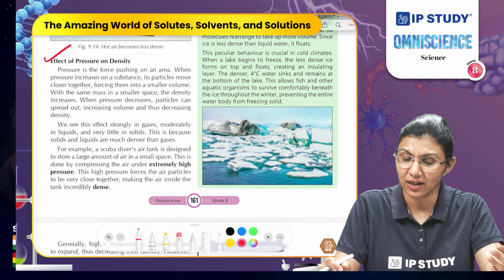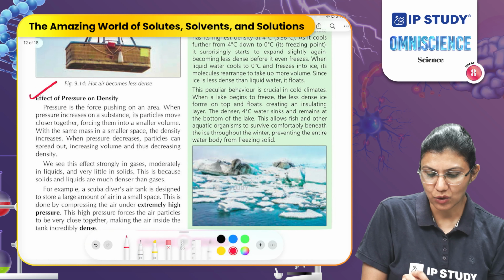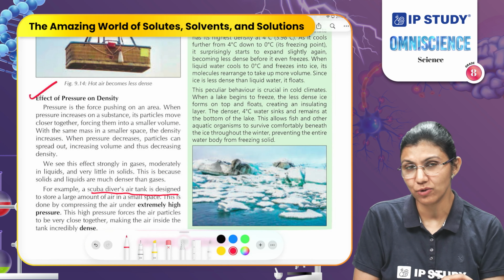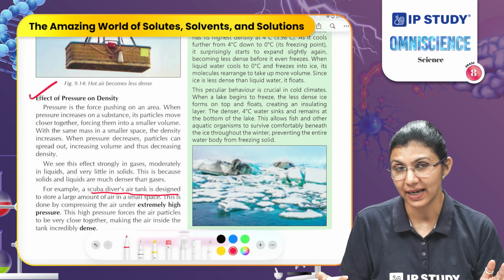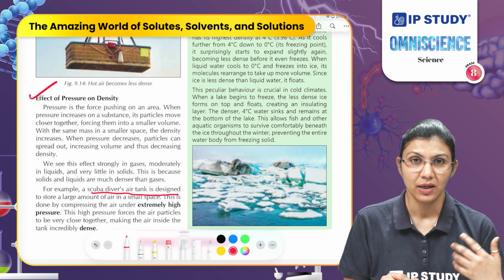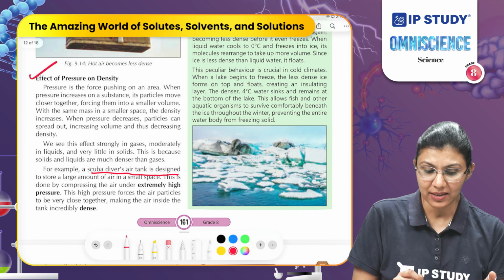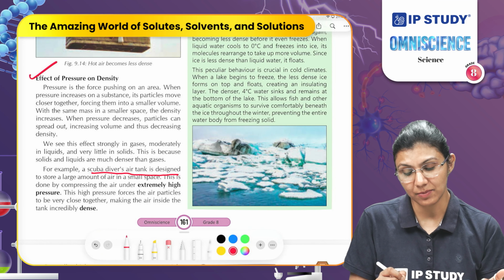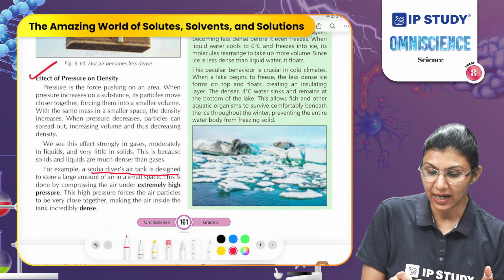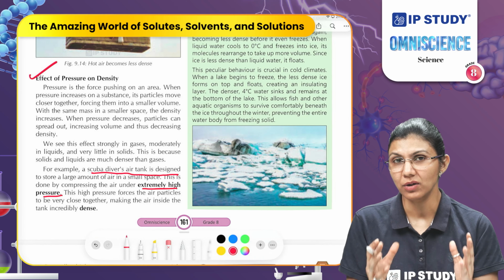For example, a scuba diver's air tank is designed to store a large amount of gas so that when they are diving in the water, they can use that oxygen for breathing. As gases are highly compressible, they can be compressed at very high pressure to store more amount in a small cylinder.